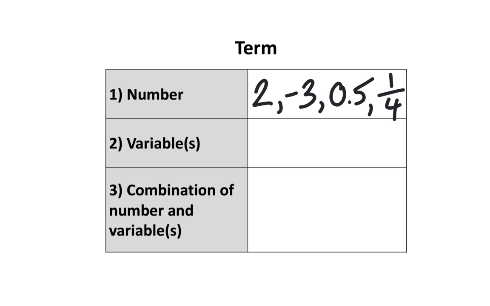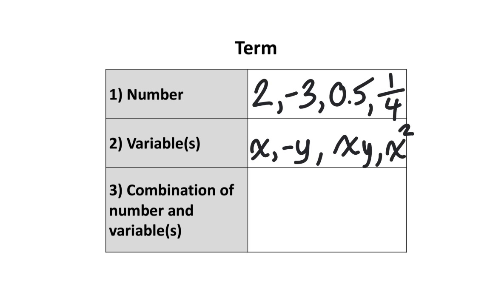A term can also be a variable or variables, such as the variable of x, maybe even negative y, or several variables put together, such as xy, or maybe even x to the power of 2.